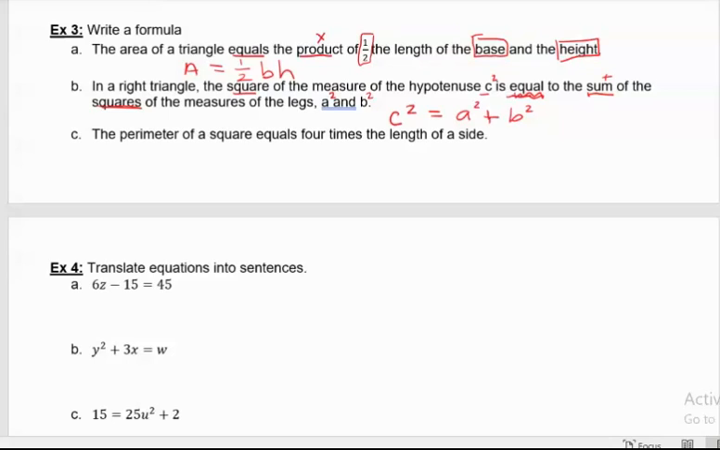The perimeter of a square equals 4 times the length of a side. So the perimeter of a square equals 4 times the length of the side. So 4 times the side length. And there is my formula.